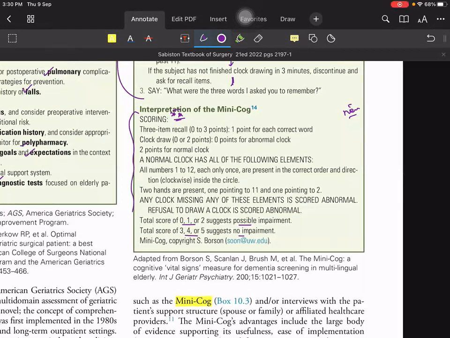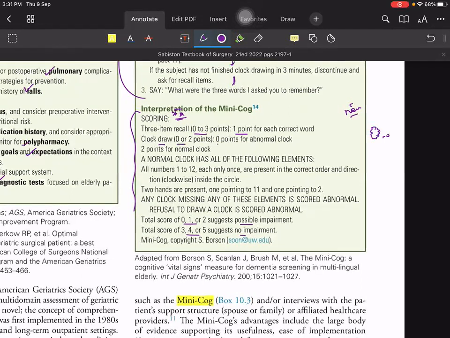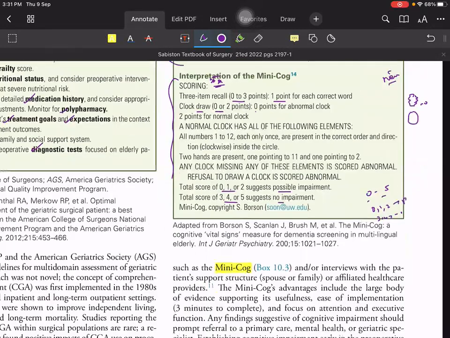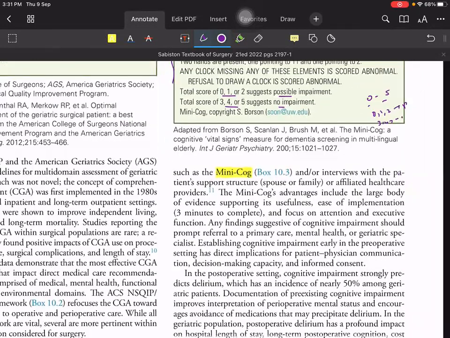For the 3-item recall, they give 0 to 3 points, 1 point for each correct word. And for the clock draw, they give 0 to 2 points. 0 points for an abnormal clock, where the drawing itself is abnormal, and 2 points for a normal clock. Based upon this, we add the points and get a score. The minimum score is 0 and the maximum score is 5. So 0, 1, 2 is possible impairment and 3, 4, 5 is no impairment. Understood? Yes, okay.